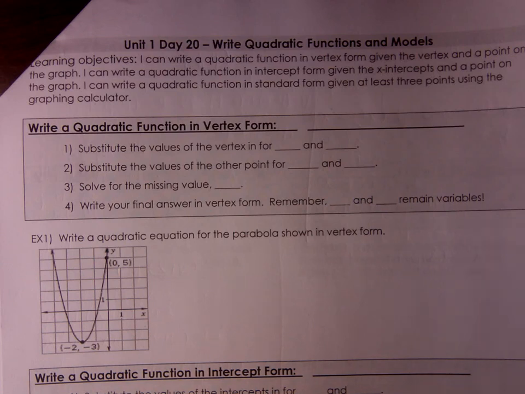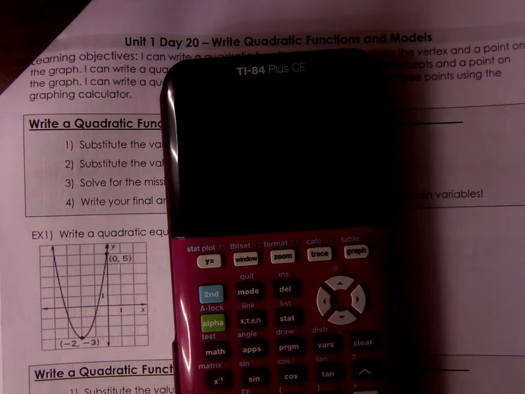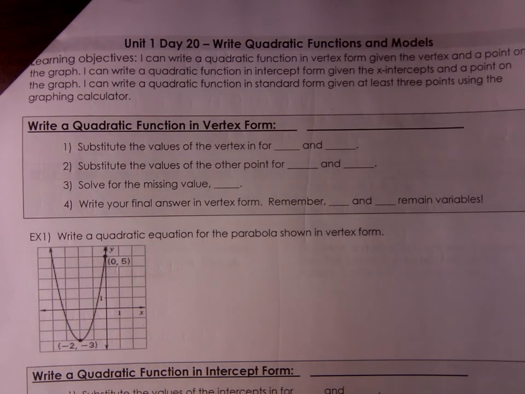And our last one is I can write a quadratic function in standard form given at least 3 points using the graphing calculator, which means this lesson is a graphing calculator lesson and you will need to have a graphing calculator in order to complete this. Please make sure that you have all of the tools that you need in order to be successful in this lesson.